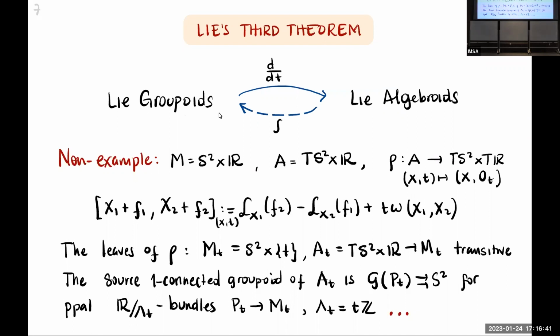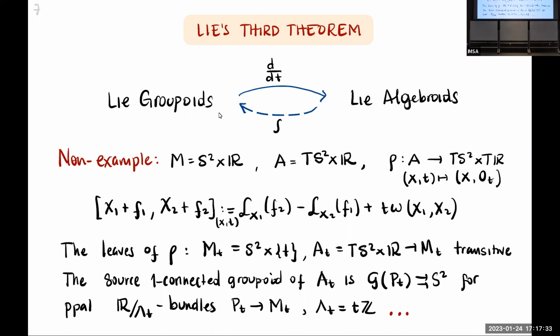Yesterday I gave you a counterexample of a transitive Lie algebroid which is not integrable, transitive meaning that the anchor was surjective. This is another example. Take the Lie algebroid given by the tangent of S^2 times R, where the anchor is the projection to the first component. The leaves of the involutive distribution on TM are just copies of S^2, and then you have this Lie bracket. If this algebroid were integrable, then the restriction of the algebroid to each of the leaves would be integrable as well.